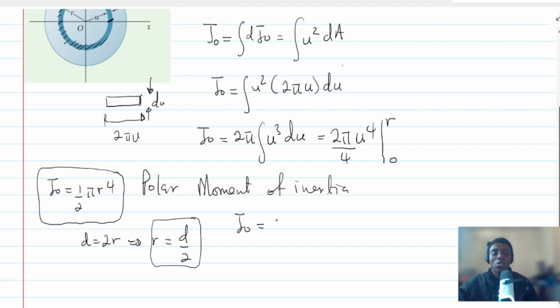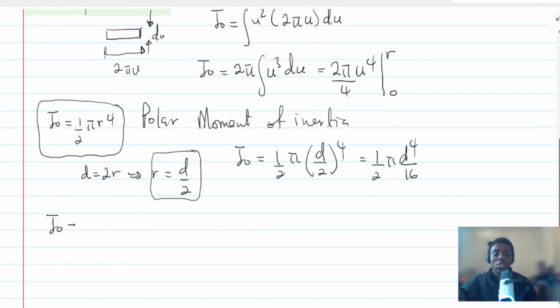Then J naught is going to be 1/2 pi multiplied by d over 2 to the power 4, which gives us d to the power 4 over 16. So in other words, J naught is actually pi d4 divided by 32. This formula is in terms of the diameter, and the earlier one is in terms of the radius. Those formulas are for the polar moment of inertia.